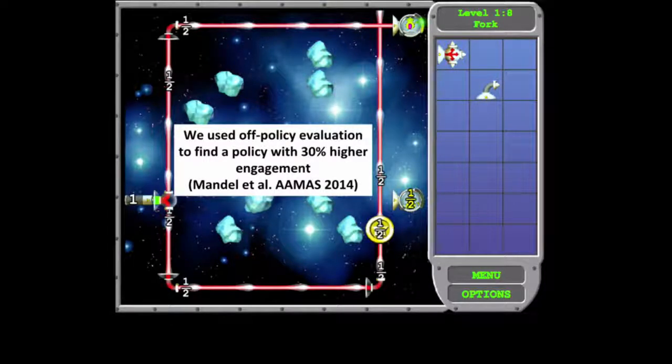In our case, the importance sampling estimators were not that high variance. We had a very short horizon in our problem. People typically play this game for only around 3 to 10 levels, so the horizon is not that large. And so we could use importance sampling directly to try to find a policy that had 30% higher engagement.